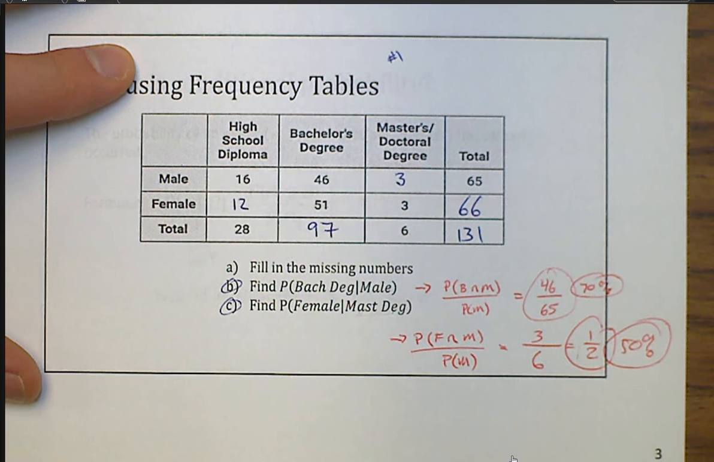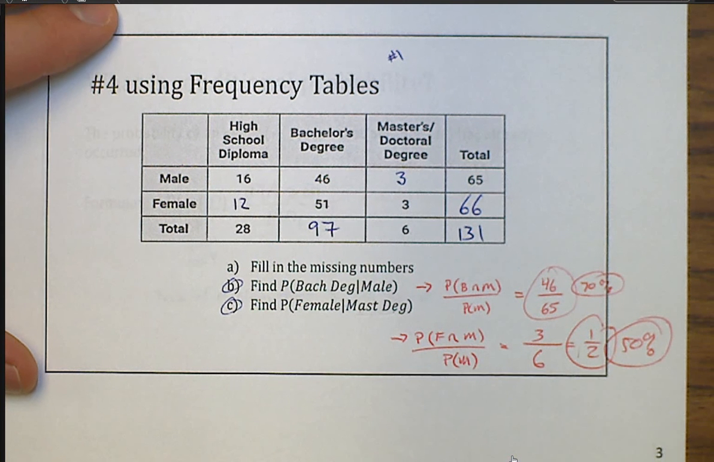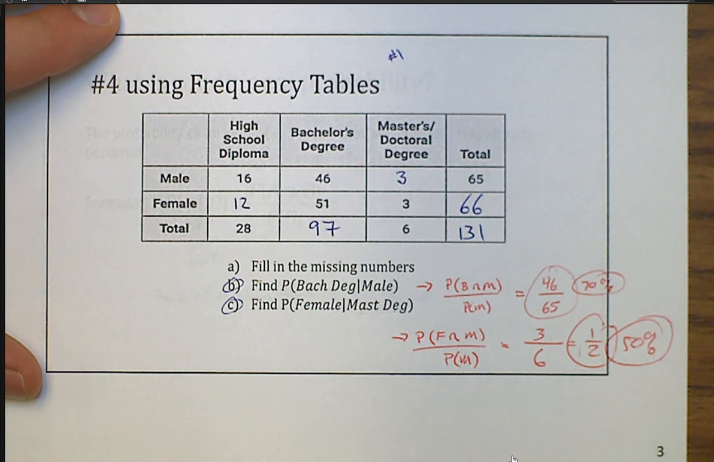So that's an example of using some frequency tables that we touched on in the first lesson, and now we're using those frequency tables to calculate some conditional probability.